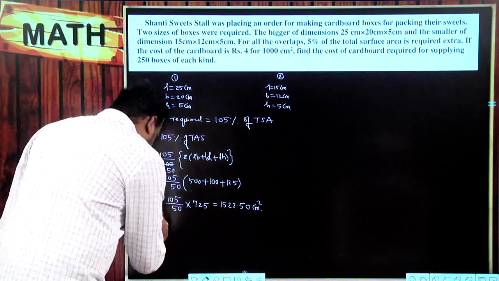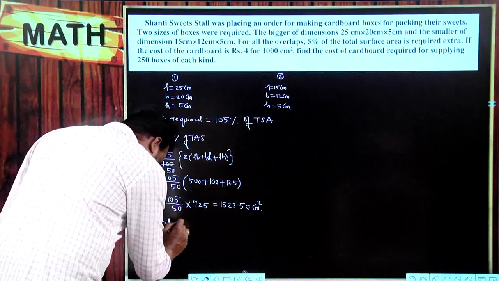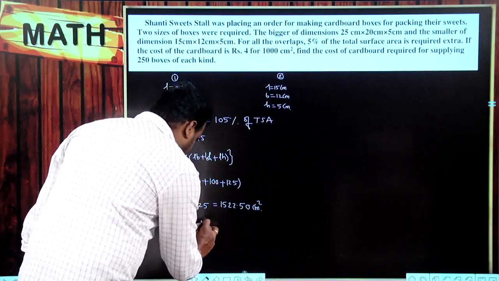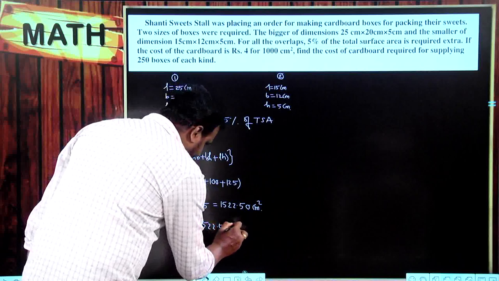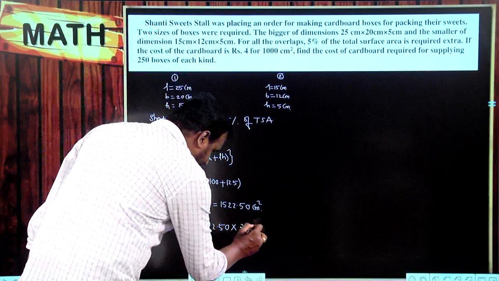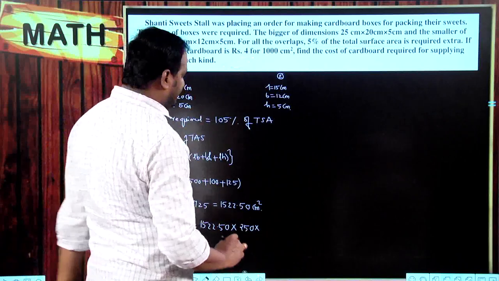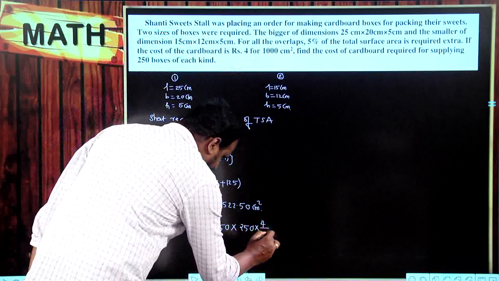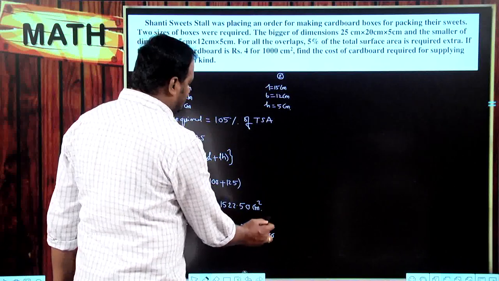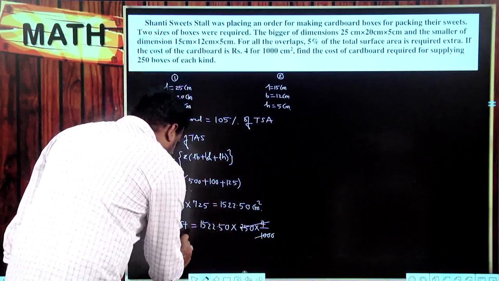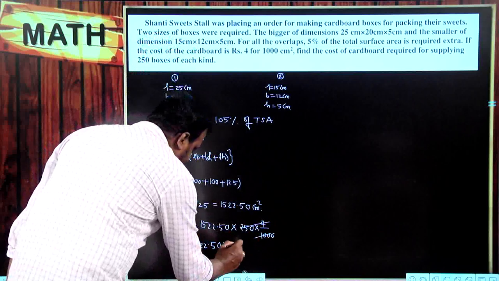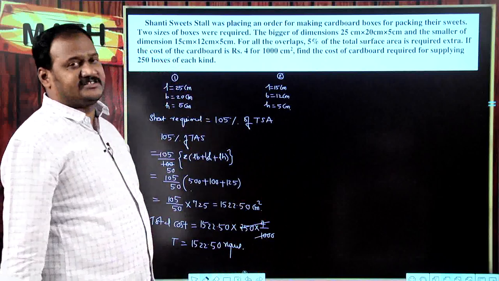Okay. So, here the total cost of this first kind of box is going to be 1522.50 multiplied by how many boxes? 250 boxes, and 4 rupees per 1000 centimeter square. So, into 4 divided by 1000. This is the total cost. But if you think logically, 250 fours are 1000 and 1000 gets cancelled. So, the total cost of 250 boxes is going to be 1522.50 rupees. This is the total cost of this first kind of boxes.